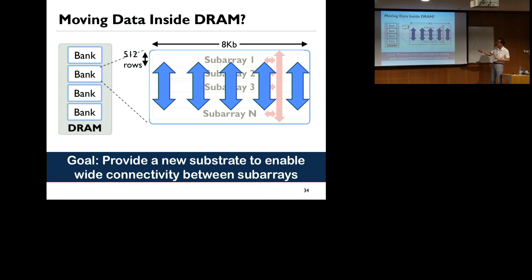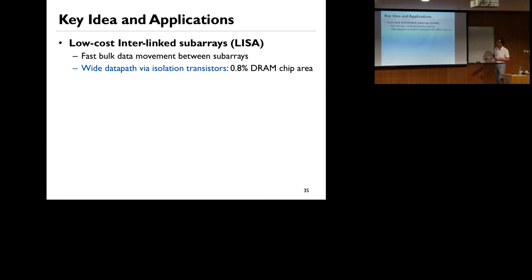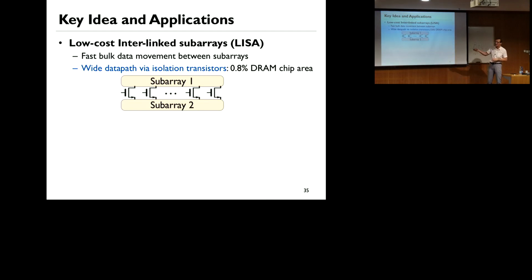So connect these subarrays with something wide. And the idea is very simple. We're going to make use of these isolation transistors again to enable fast bulk data movement. You have a wide data path via isolation transistors. It's a relatively small DRAM chip area. Some other works have shown that it's 0.8%, but it's very hard to get an exact number over here. As opposed to having these isolation transistors to segment the bit lines, we use more isolation transistors to connect the subarrays, to connect different bit lines, basically, because these bit lines are not connected today.